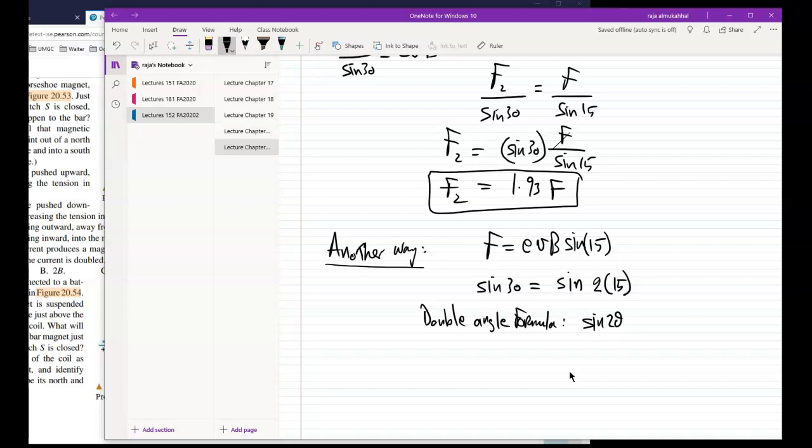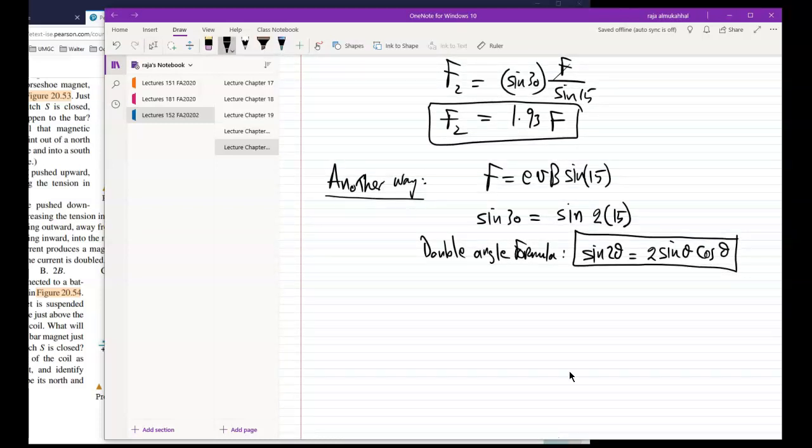Sine 2 theta is equal to 2 sine theta cosine theta. That's the double angle formula. You can always look it up. Okay? So now, if I go back to F for the angle 30 degrees, that's going to be F times sine 30. Well, that's F times sine 2 times 15.